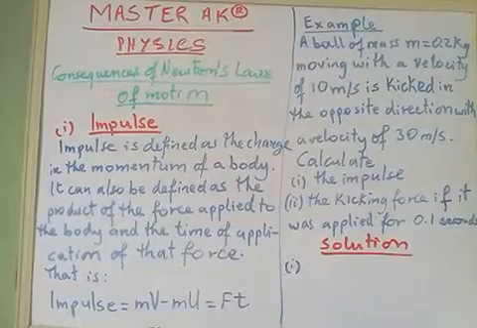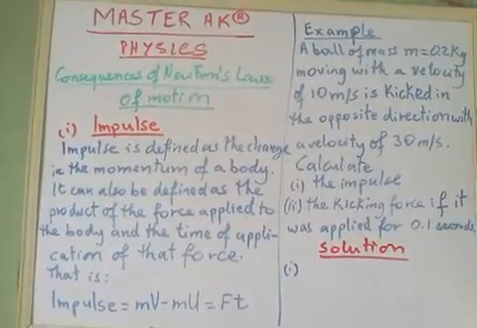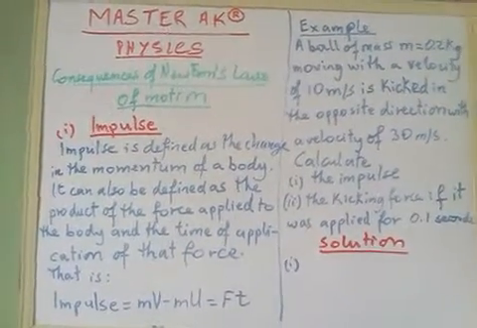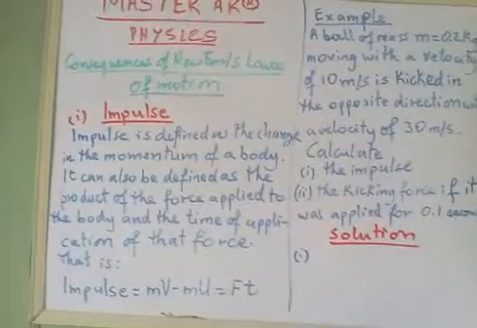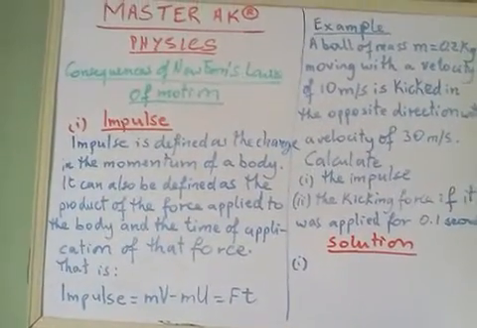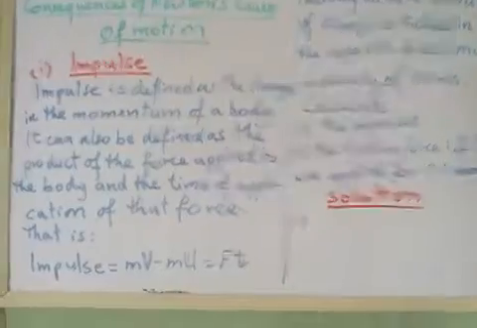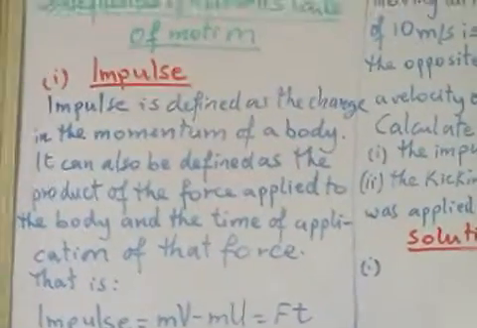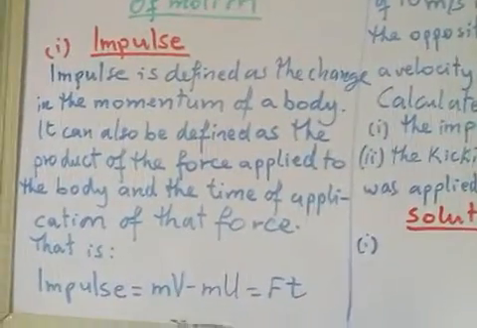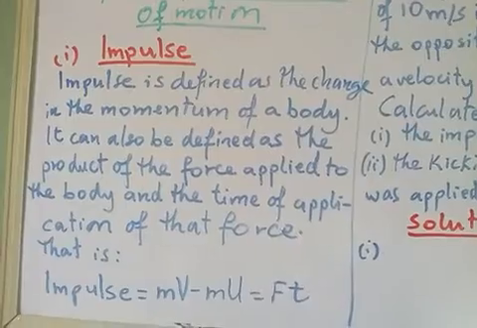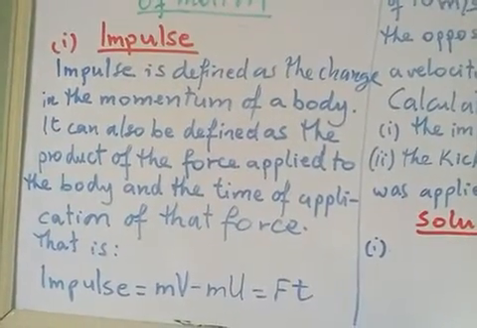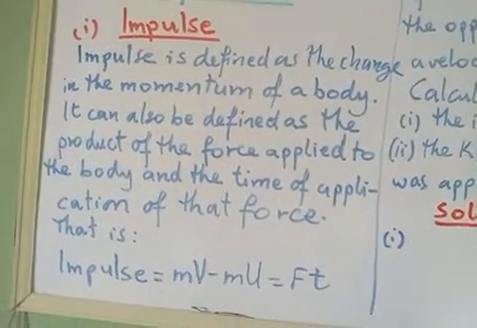Today we want to continue on the consequences of Newton's laws of motion. We want to talk about the impulse. The impulse is defined as the change in momentum of a body, and it can also be defined as the product of the force applied to the body and the time of application of that force. Okay?